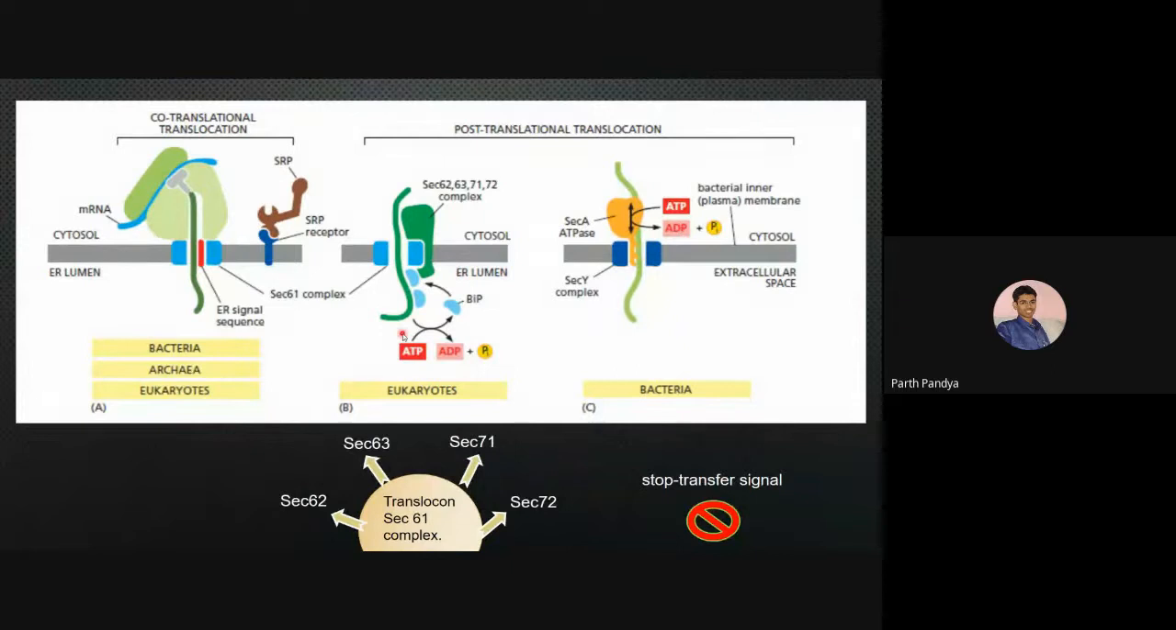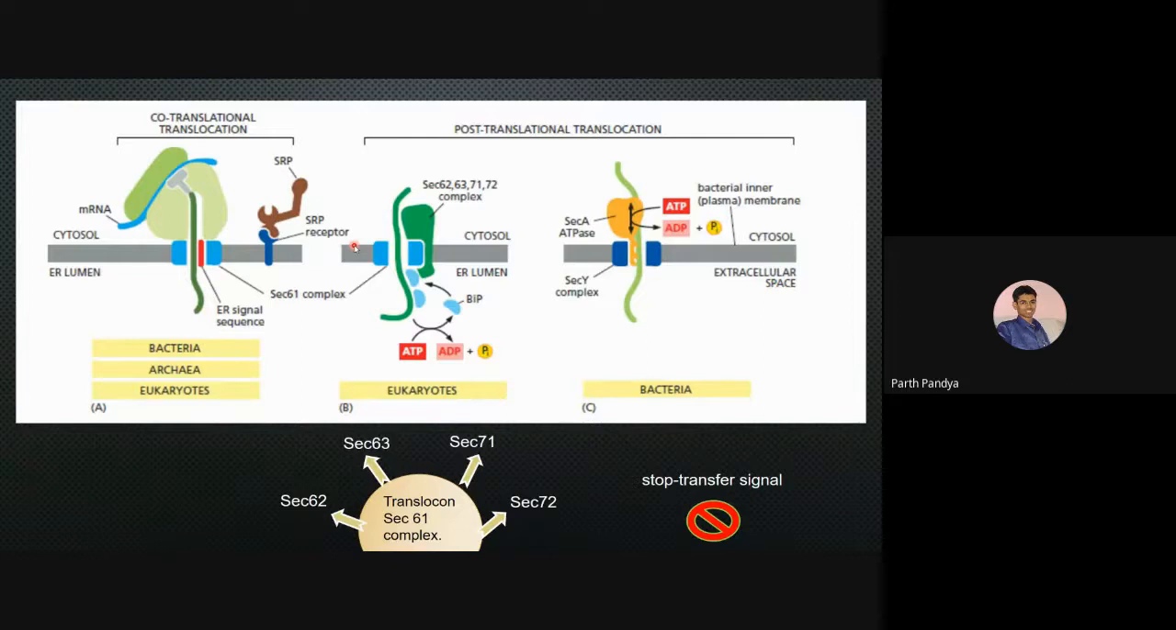Okay, so the translocation mechanism is found in all three: bacteria, archaea, and eukaryotes. We have a complex, the translocon, called the Sec61 complex. This Sec61 complex forms a pore-like structure, which is driven by the SRP that brings the polypeptide to the translocon. Once the pore has been formed, the polypeptide goes inside, into the ER lumen.